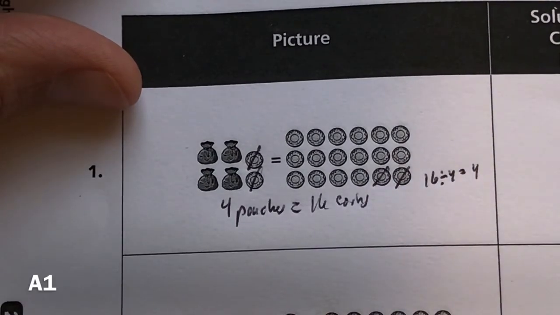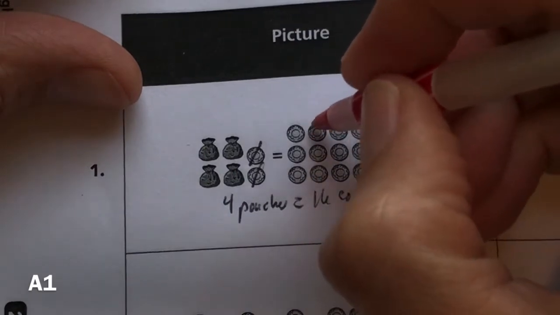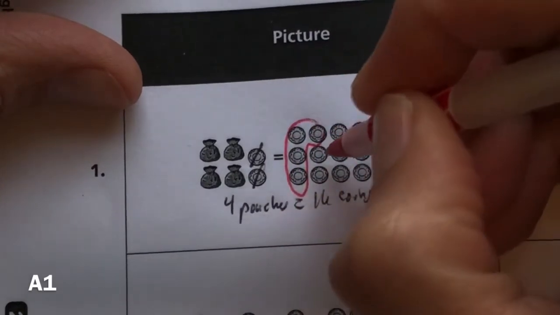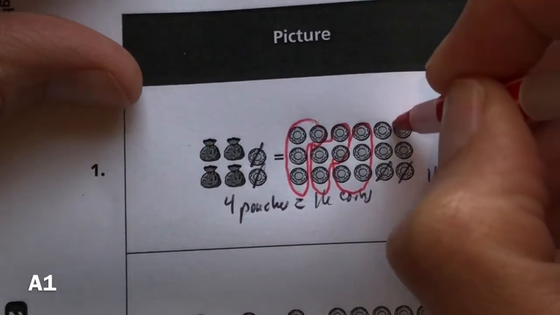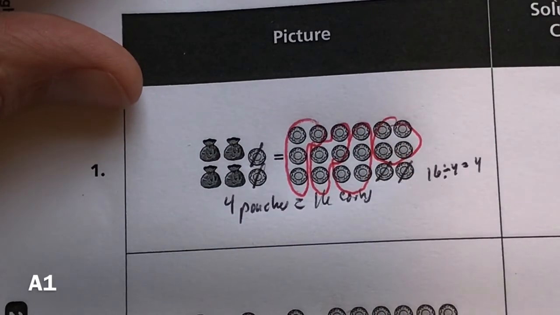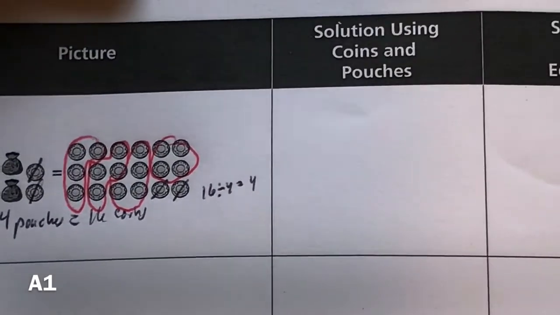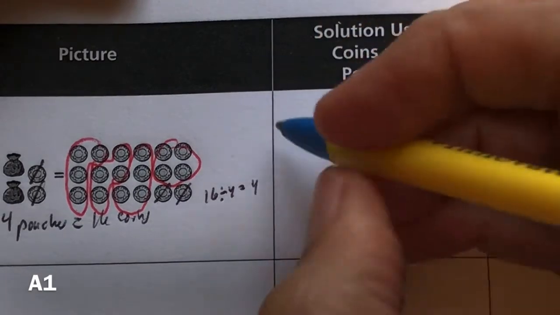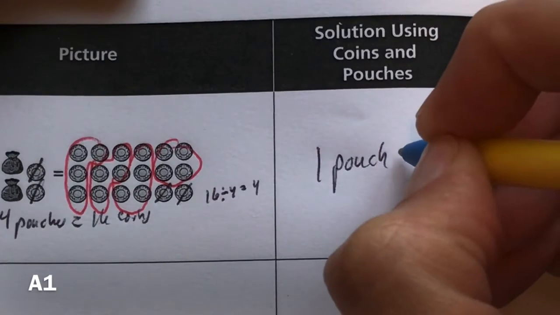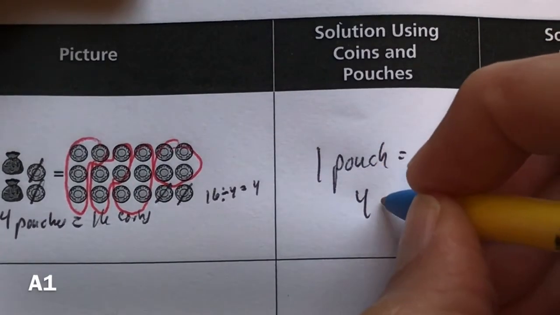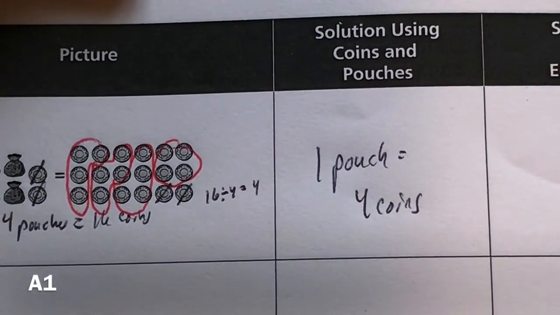And just to illustrate that completely, let's make sure that we're clear. So we're saying that each pouch can have 4. Let's just test that out. So there's 1, there's 2, there's 3, and there's 4. So what we're saying is the solution right over here, using pouches and coins, is 1 pouch equals 4 coins. Okay?